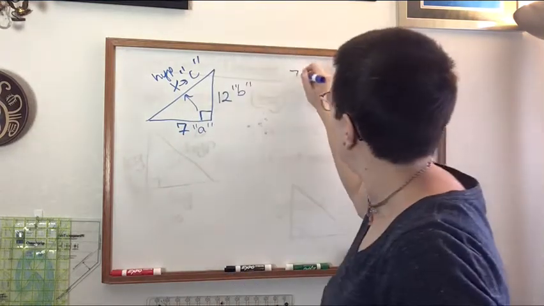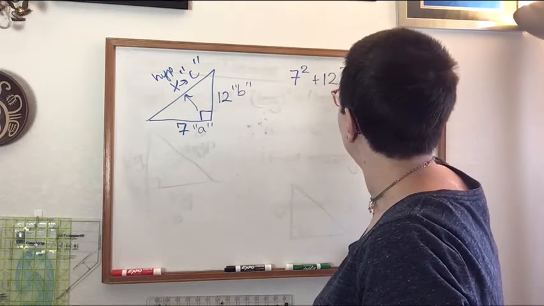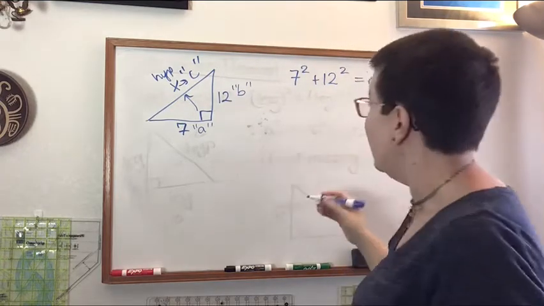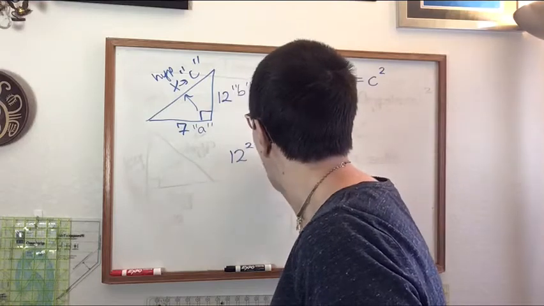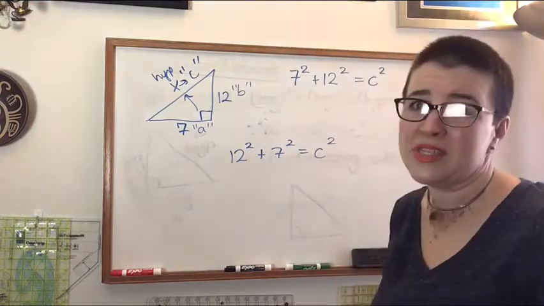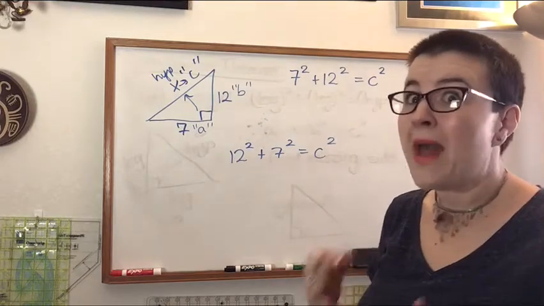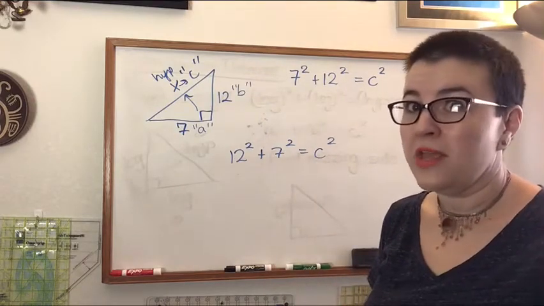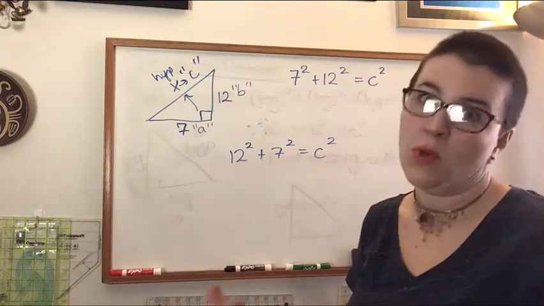So I'm going to end up with 7 squared plus 12 squared equals c squared. Now, if I did it the other way, what you'll see is those numbers are the same. So it's not going to matter which leg you label A and which leg you label B, as long as you label one leg A and one leg B.